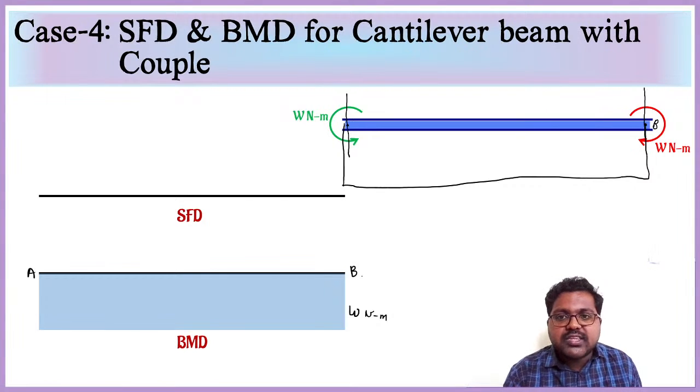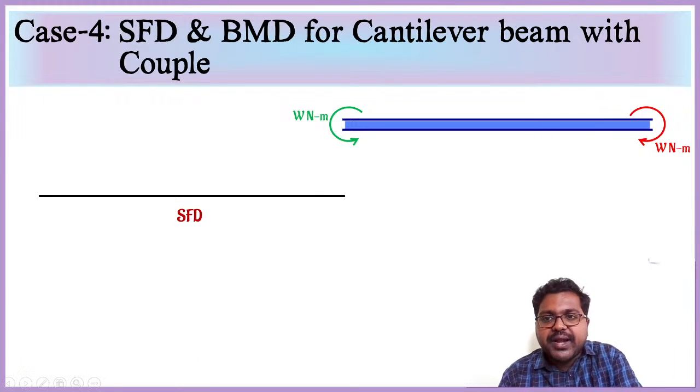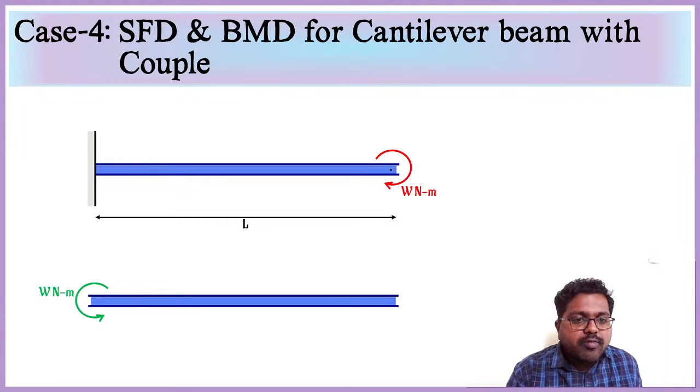See, in case 4, we are just having a couple or moment acting on a beam. Okay, so we are not having any vertical forces, normal forces. We are not having any vertical forces acting. So when we are going to find the support reactions, the upward reaction force Ra will be equal to 0. Why? Because there are no downward forces.